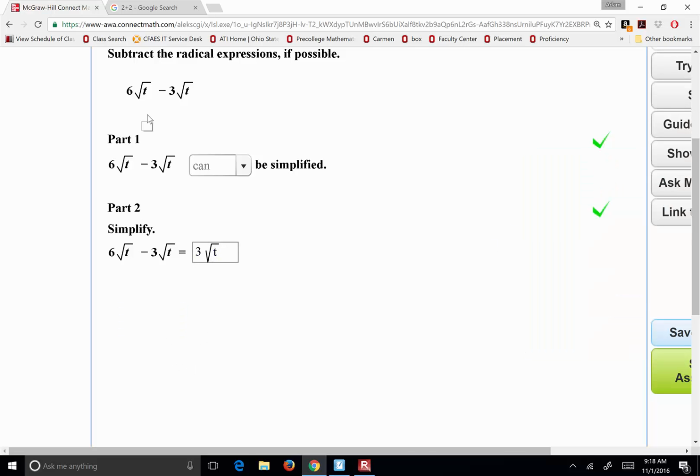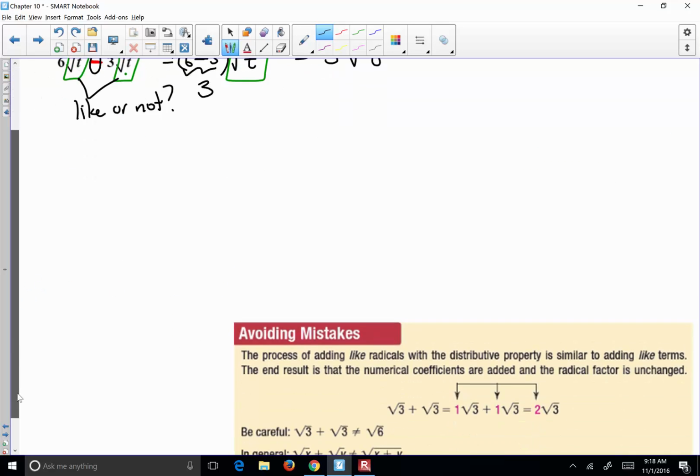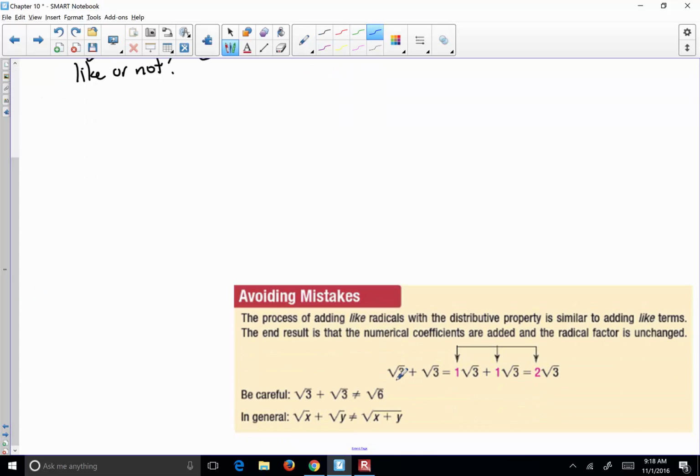Okay, there are some mistakes you need to avoid. Again, if there are no numbers in front of radicals, some people think it's 0 because you don't see anything. No, there is a secret 1 in front of them. A hiding 1. So you still add those numbers, 1 plus 1, and they make 2.